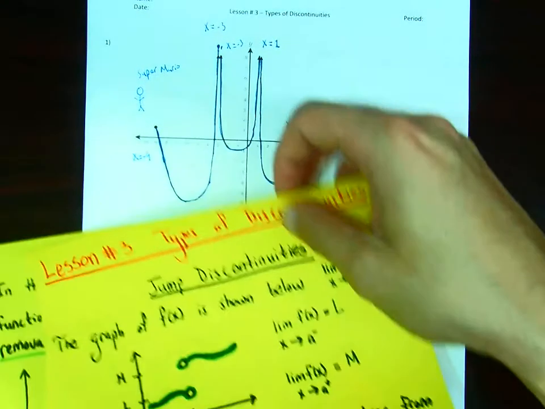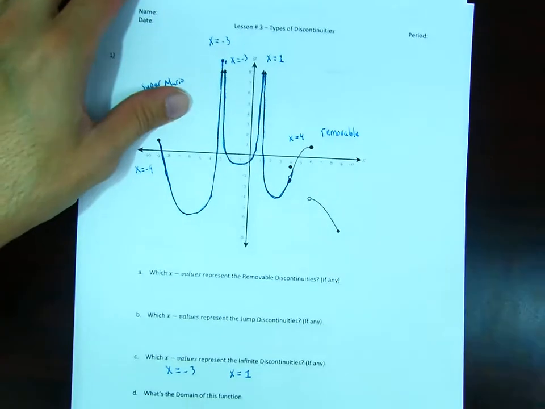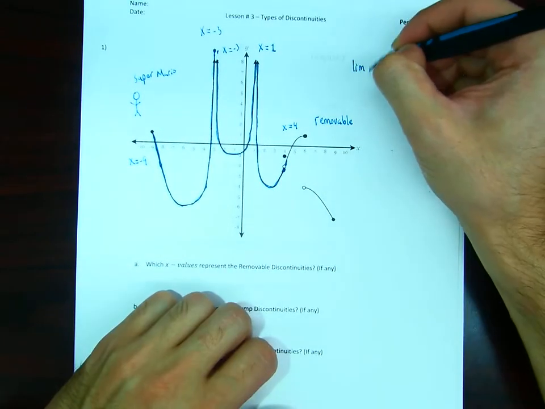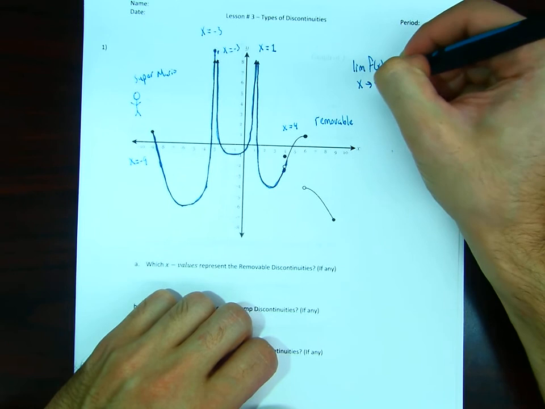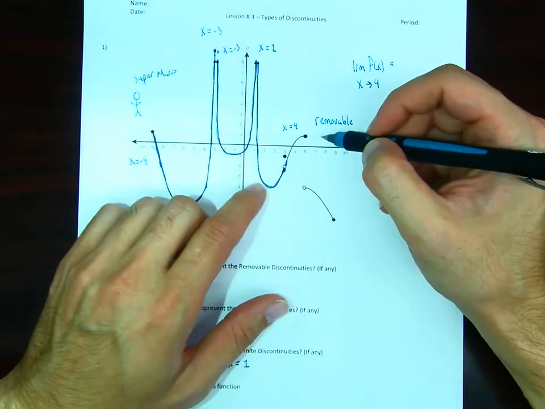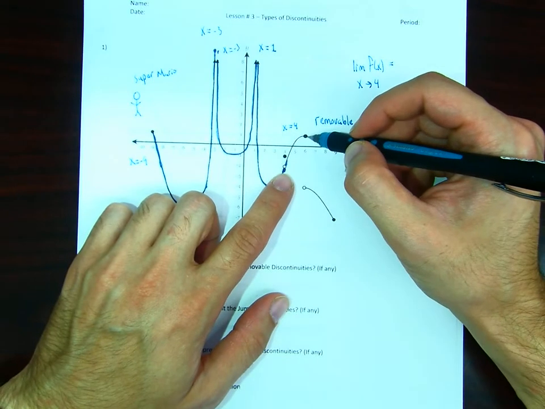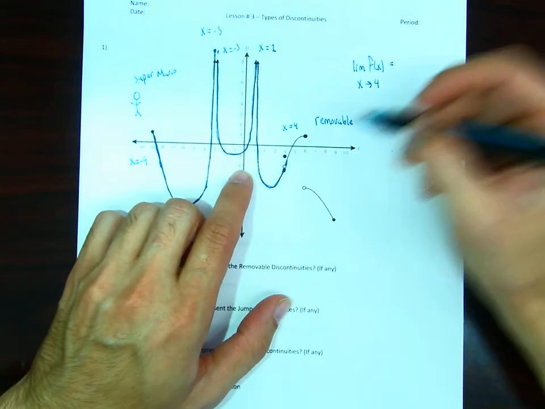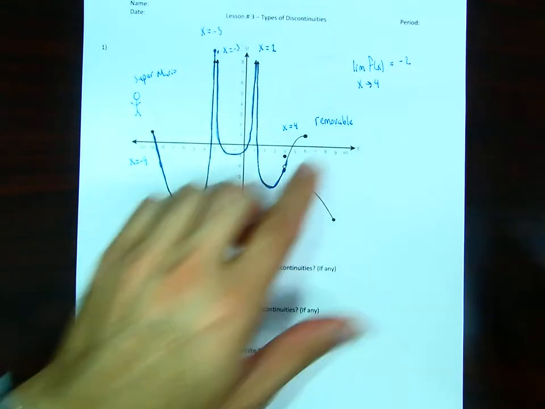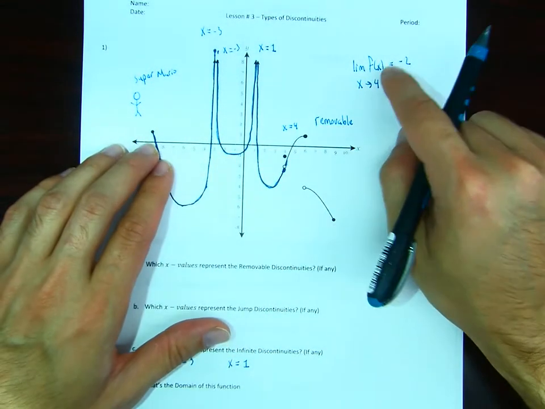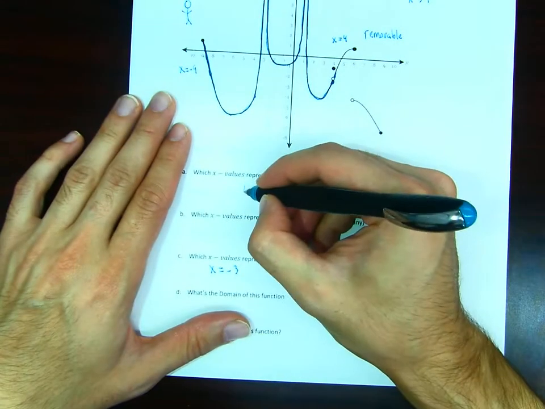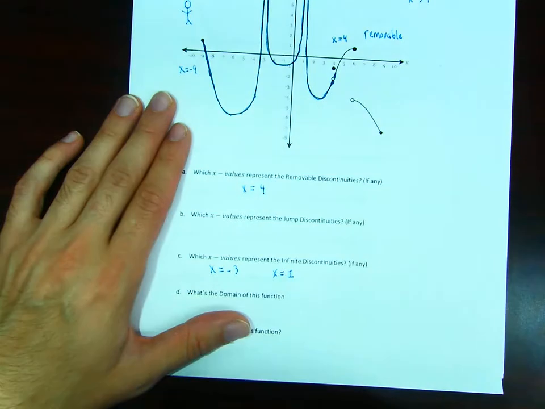So my question to you is, does the limit exist at x equals 4? So the limit of f of x as x approaches 4, does this exist? And the answer is yes, because the limit from the left and the limit from the right are both going to -2. Don't get thrown off by this little jump thing. What I want you to do is think of limits: if the limit exists or the limit does not exist. So at x equals 4, we have a removable discontinuity.